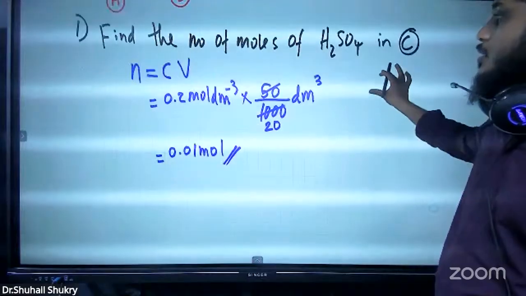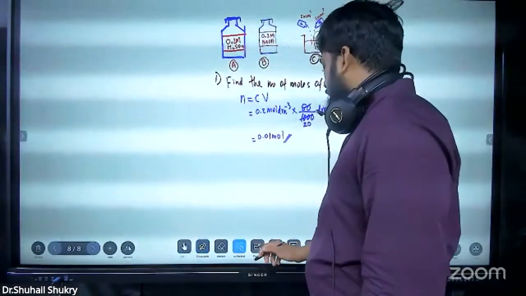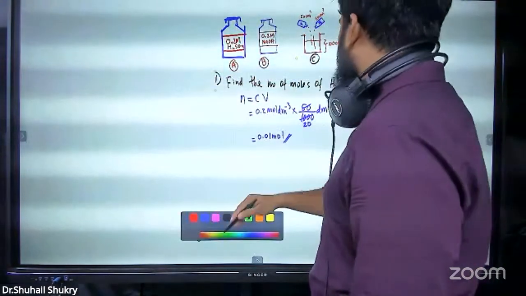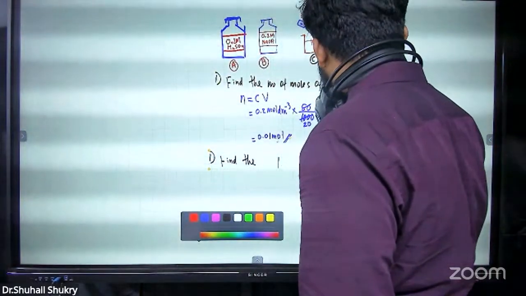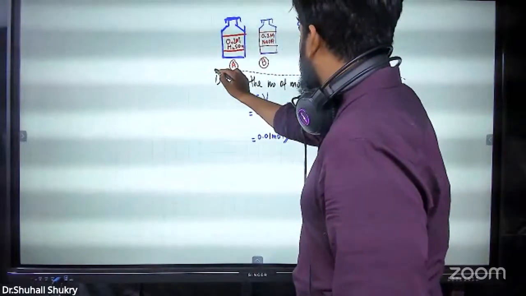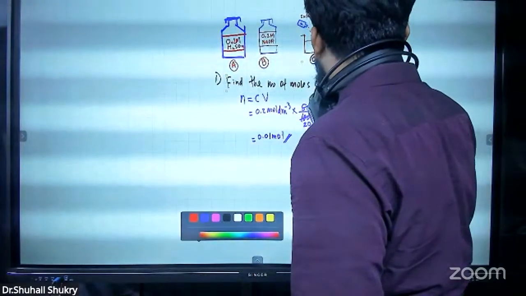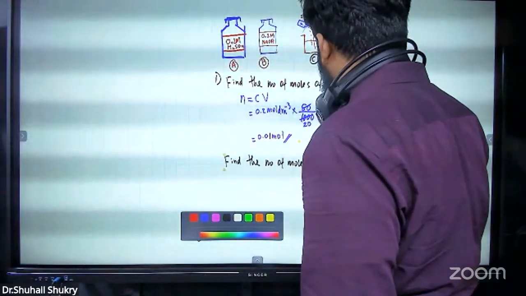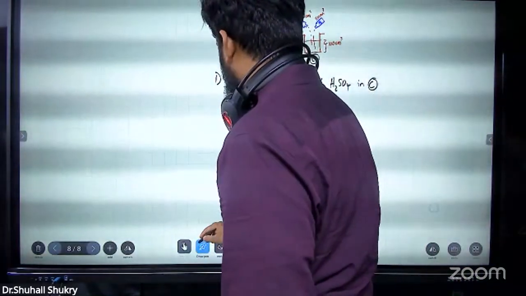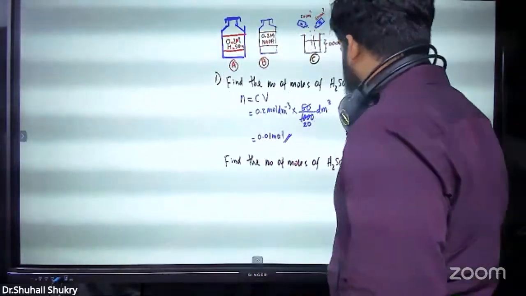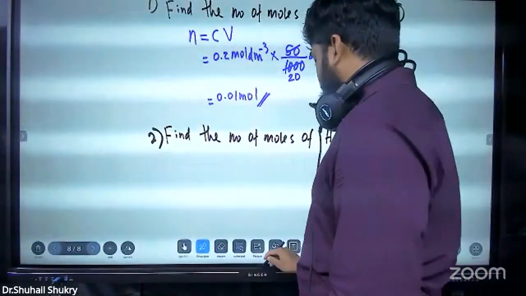We are developing a question now. Second question they will ask you: find the number of moles of sodium hydroxide in C. That is question number 2.